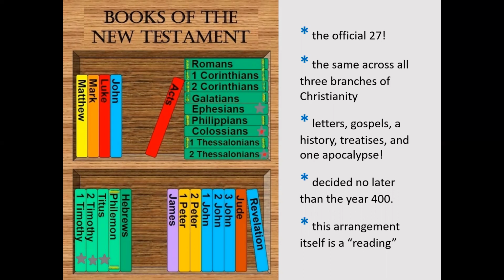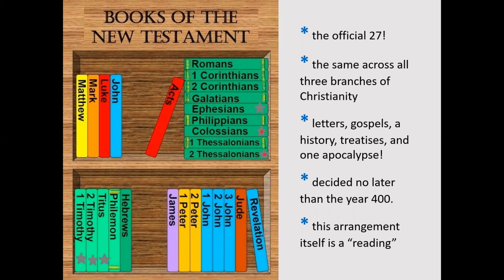Now, unlike what you've learned about the Hebrew Bible or Tanakh, the Septuagint, the Greek Orthodox version of the Old Testament, which are all a little bit different from each other, the New Testament texts are agreed upon across all of the three main branches of Christianity. Catholics, Protestants, and Orthodox Christians all have these exact 27 books in this order.